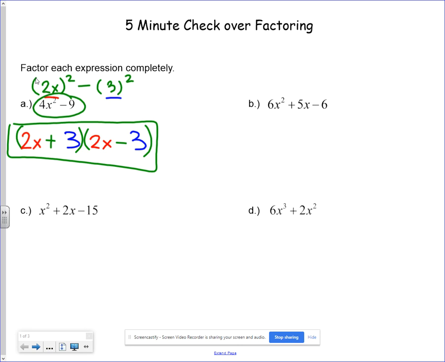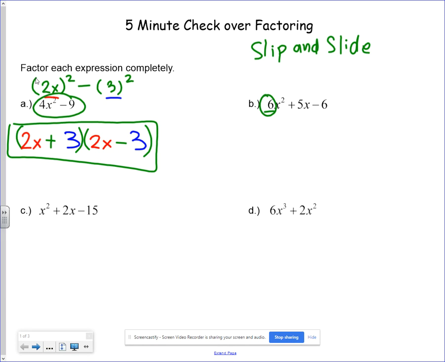All right, let's look at B. Again, your first step is always look for a greatest common factor. Is there a number or variable that divides into all 3 of those? No. We got 3 terms. And this is a quadratic, so this is a quadratic trinomial. If you remember, the way I taught you how to factor quadratic trinomials is to get a leading coefficient of 1. We have a leading coefficient of 6. So we want to use the slip and slide method to factor this.